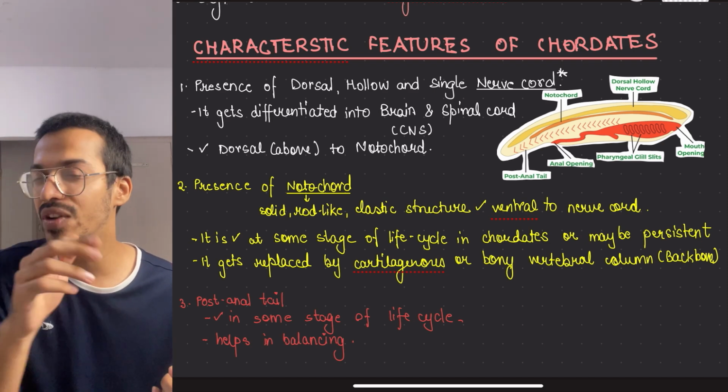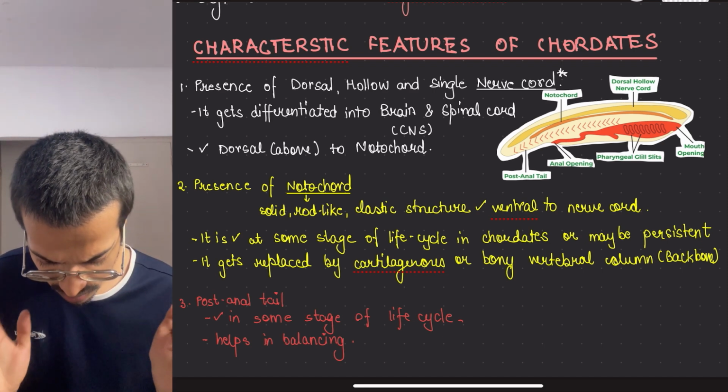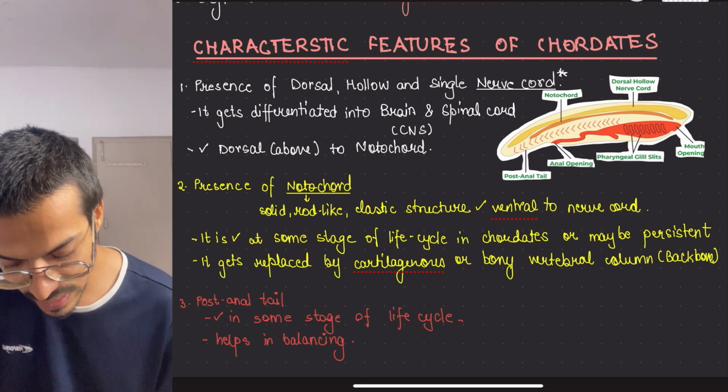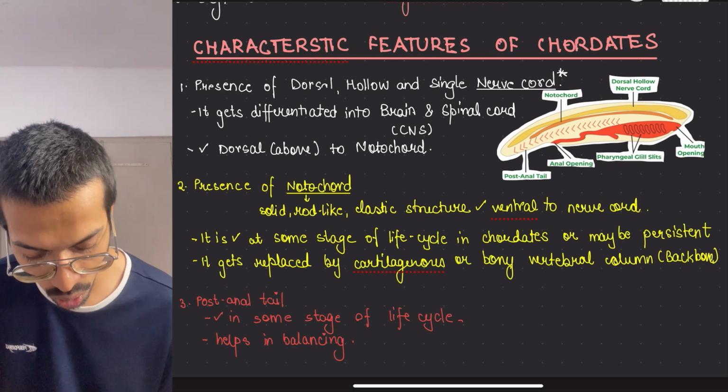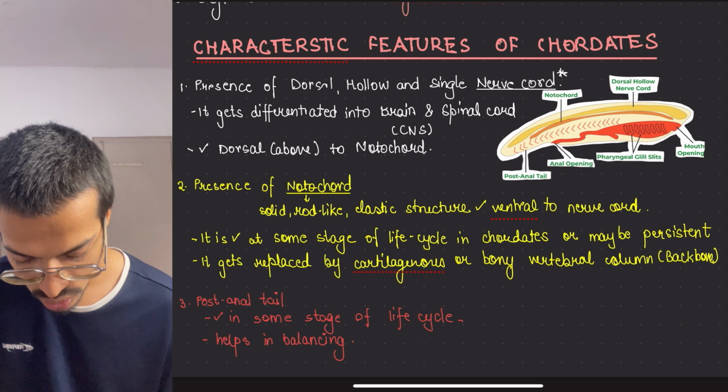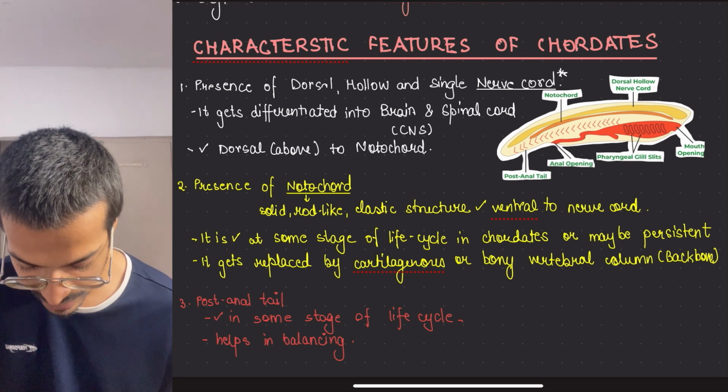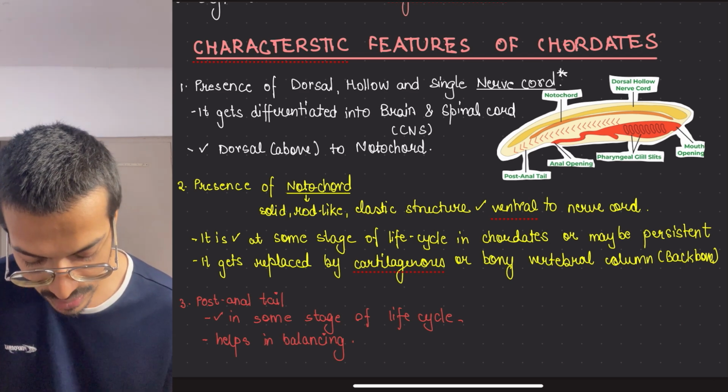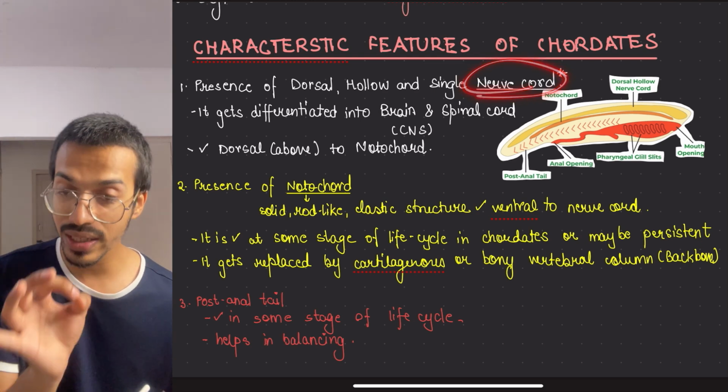We will study and we will understand that when this happens. Let's just see that. So the first thing is what? Presence of what? Dorsal hollow nerve cord. Okay, so dorsal hollow nerve cord is present, first thing. After that nerve cord, it is what? It will change into what?